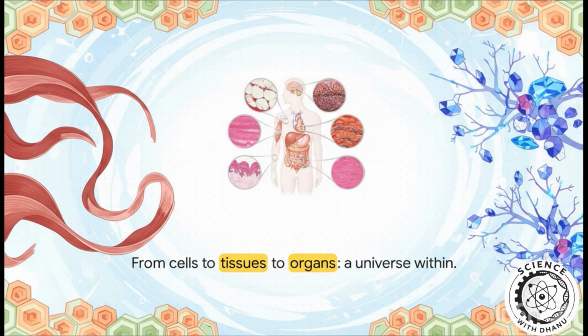Tissues don't work alone. They team up to form organs. In this image, you can see how muscle tissue, nervous tissue, and epithelial tissue all come together to build complex things like a heart, or a brain, or a stomach. It's this incredible, breathtaking ladder of organization, and it all starts with that one simple idea, the tissue.